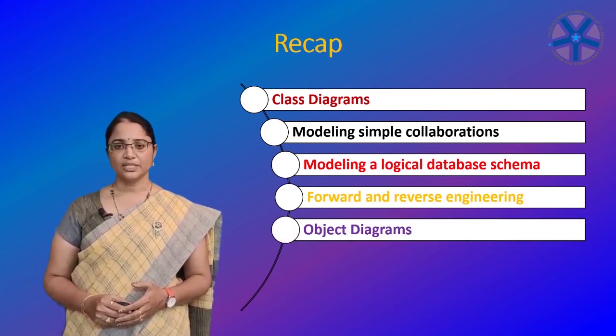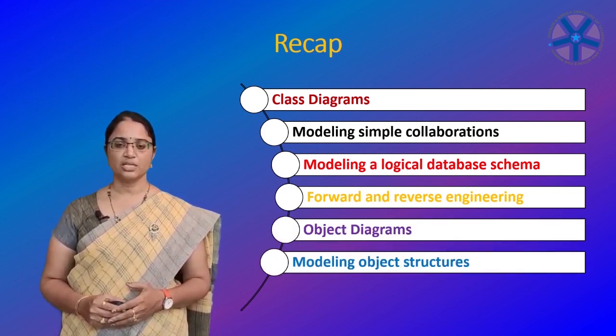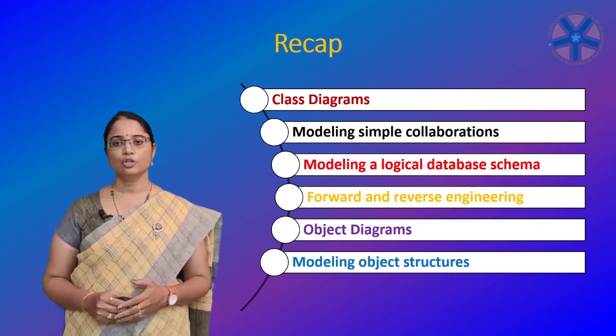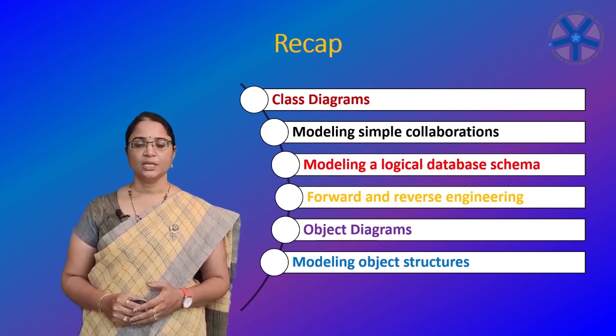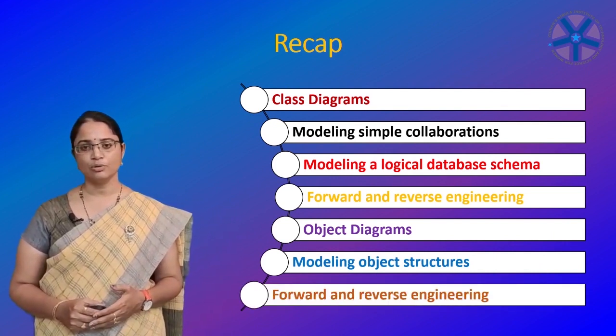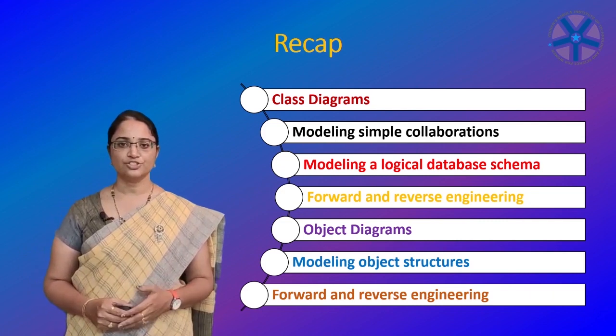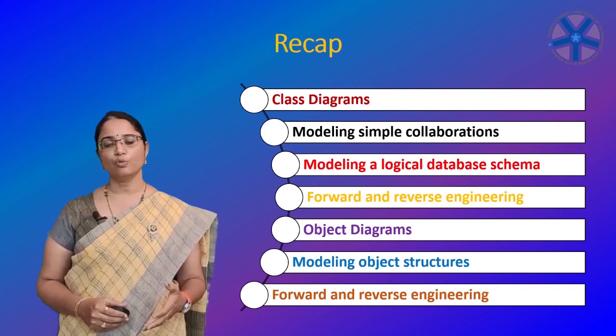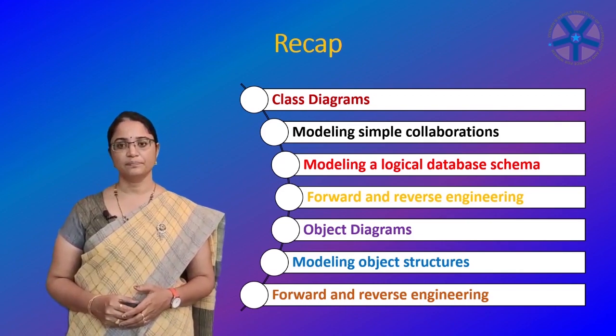Next, we have seen the object diagrams. In the object diagrams, we have seen what an object diagram is, and next, in the common modeling techniques, we have seen how to model the object structure. Next, we have seen the same thing we studied in class diagrams too, that is forward and reverse engineering. For all these chapters, we have seen the tips we need to follow while modeling a system.